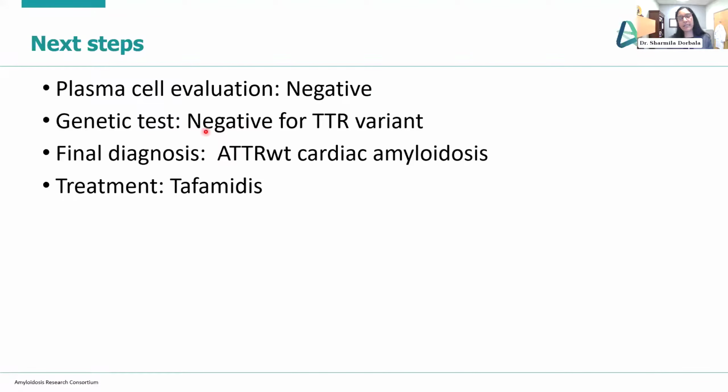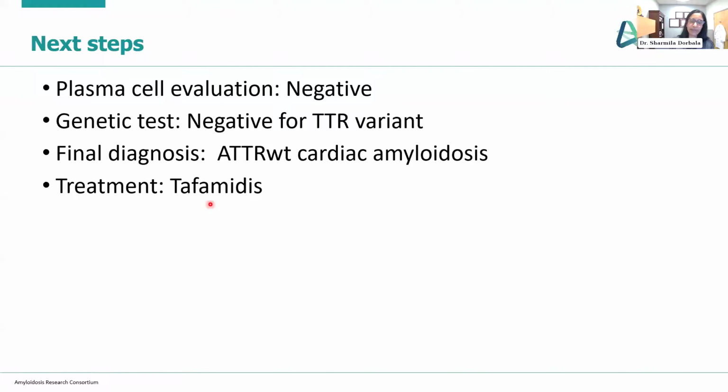Then we sent off a genetic test, and he did not have any TTR variants. Final diagnosis thus is wild-type ATTR cardiac amyloidosis. How do you treat this? You treat this with tafamidis, a TTR stabilizing agent.